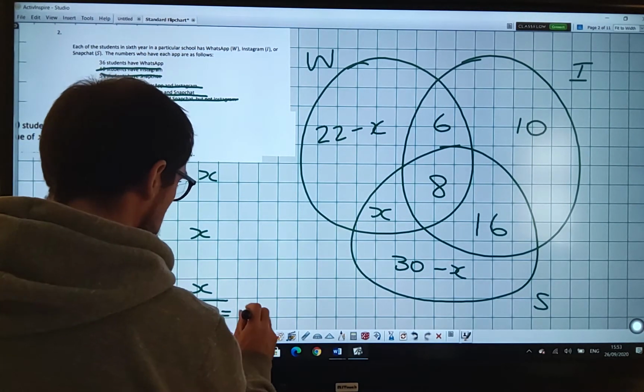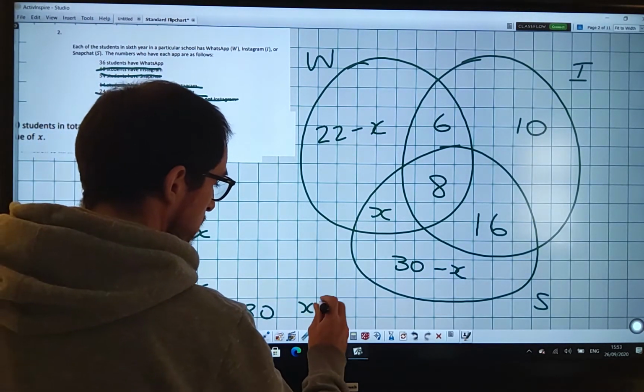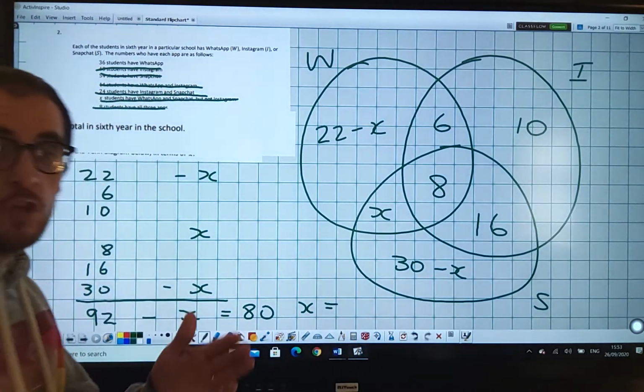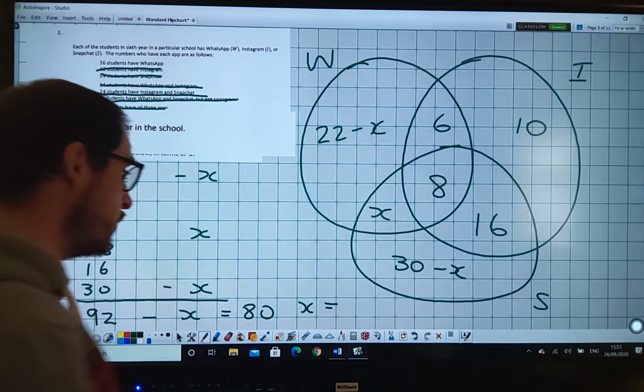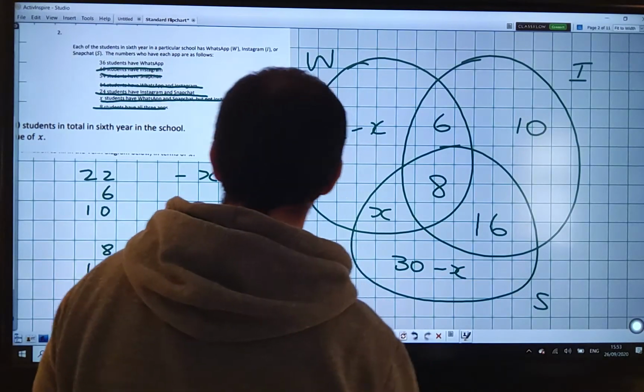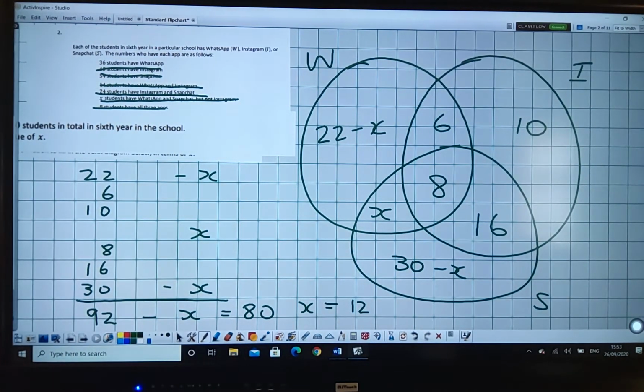And you can say that that's equal to 80. So 92 take away what is 80? When I subtract 12 from 92, I get 80. So x is 12. And that's how you do that question there.